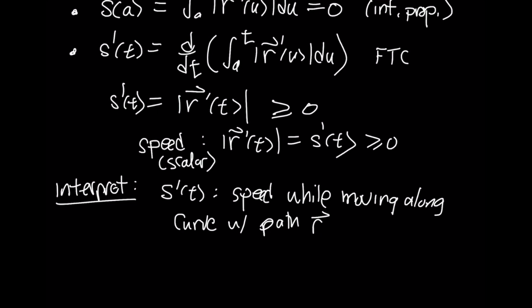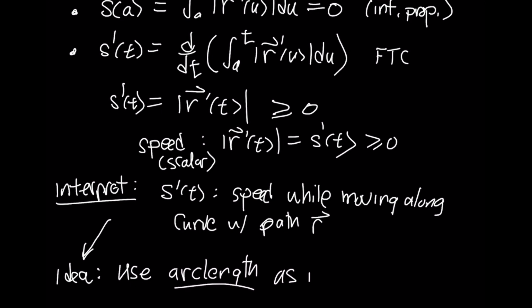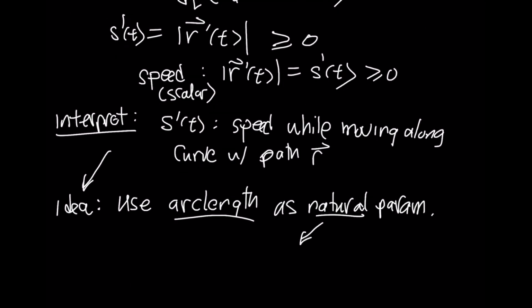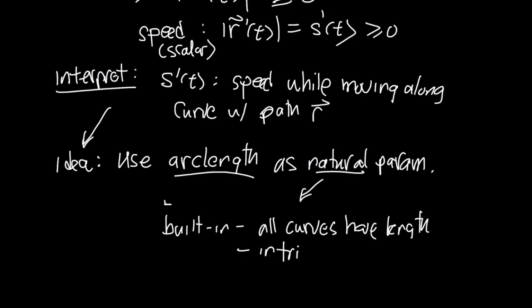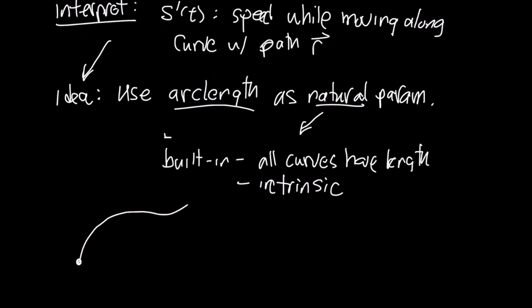Here's the key idea. We are going to use arc length as the natural parameter for every curve that we deal with. And when I say natural, arc length is built into every curve. All curves have a length. Something that's intrinsic. And so it makes a lot of sense to say, if I'm going to start here, the parameter is going to be how far along the curve I've moved.